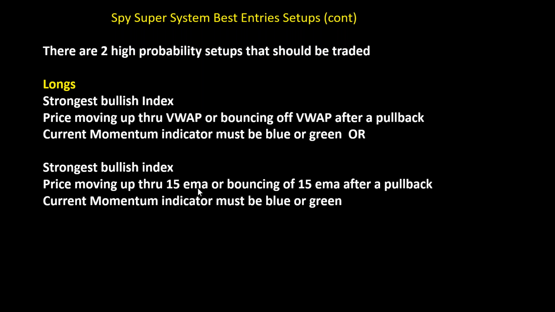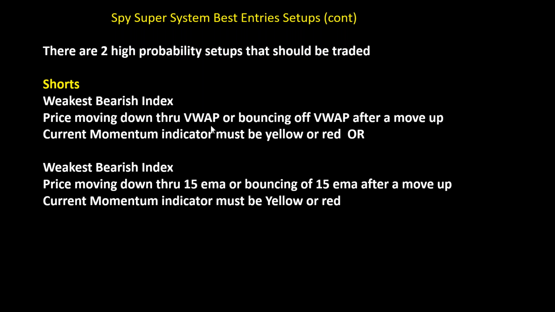The second setup would be the price moving up through the 15 EMA, or bouncing off the 15 EMA after a pullback, exactly the same as the VWAP, except we're using the 15 EMA, and the current momentum indicator must be blue or green. So these are the two long setups that we look for, and we look for them in all three indexes.